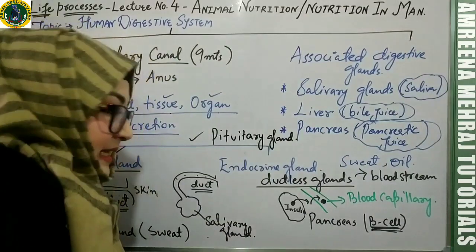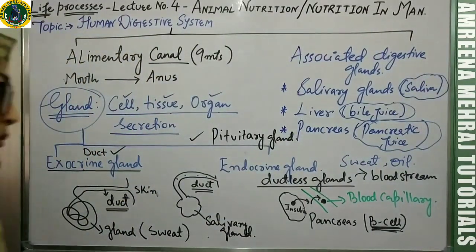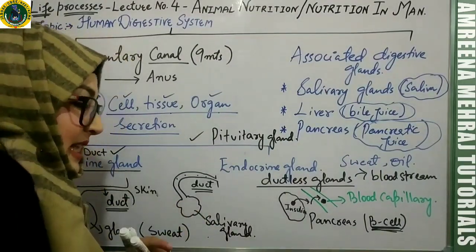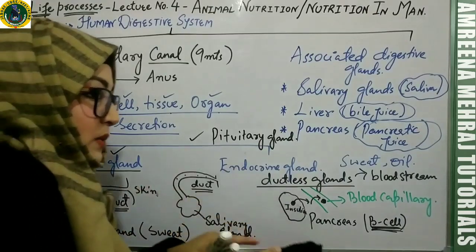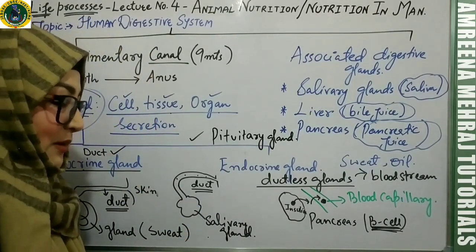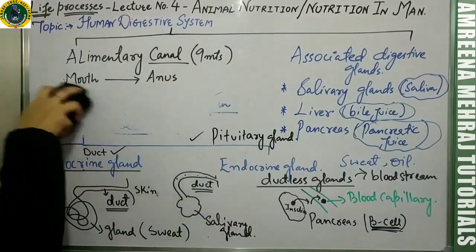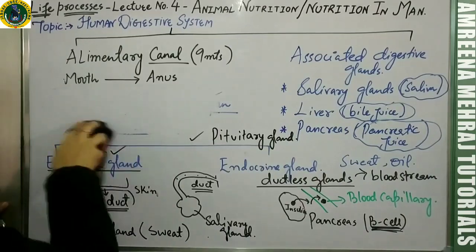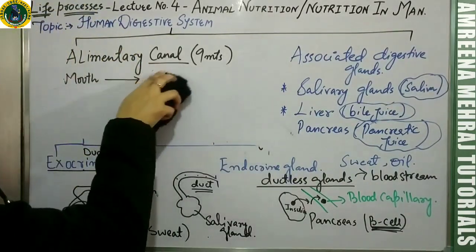Now, pay attention. You have some glands which behave in both ways. Some glands behave in an exocrine way as well as an endocrine way. How is that possible? You must be thinking, how is that possible? Let me make you understand. So some glands behave in both ways. Let me rub this off first and let me explain how it is possible.